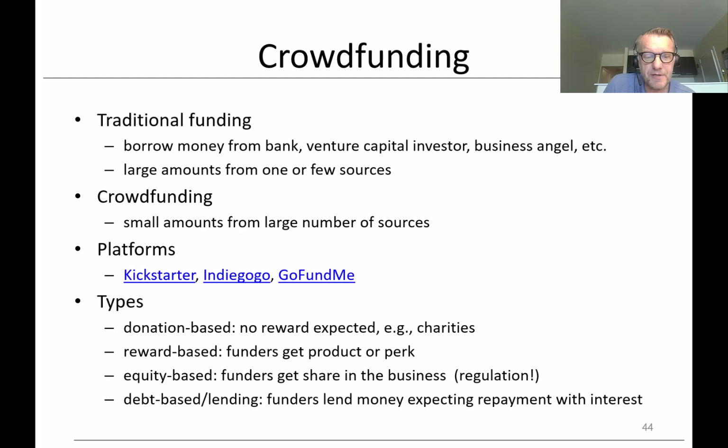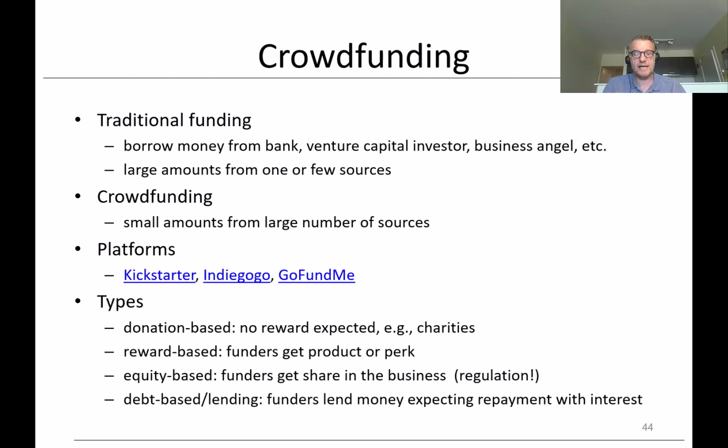And there's different types of crowdfunding. There's donation based. That means that you just donate a particular amount of money for a particular type of project, and you don't expect anything in return. So there's no reward expected. This is typically the case for charities.